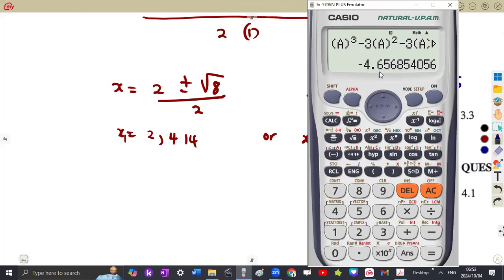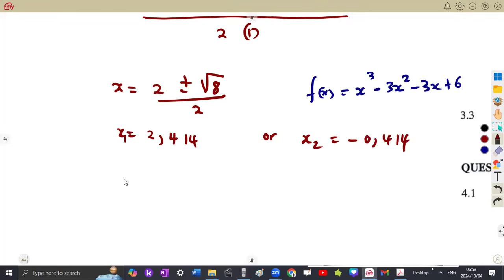Okay, minus 4.65, the 8 is going to change the 6 into a 7. So that is the y value corresponding to this x1. y1 is going to be minus 4.657. Now let's move on to this other part, if x is minus 0.414.